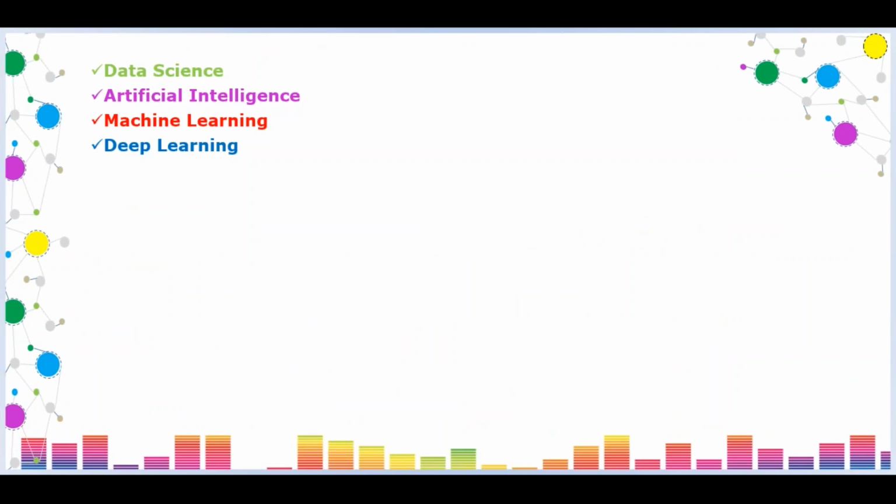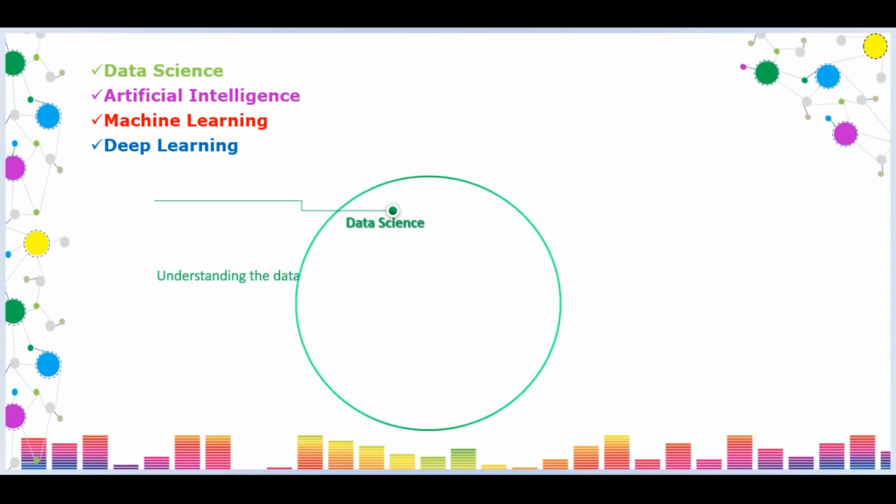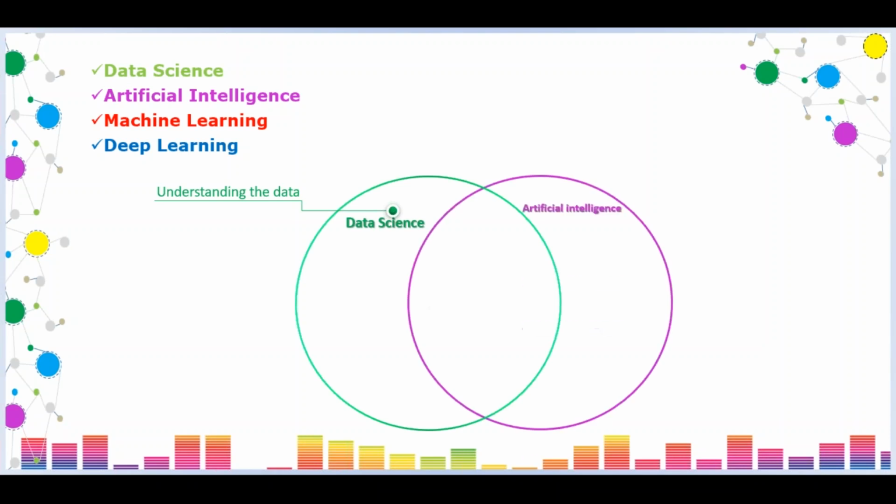Okay, you might have some doubts. What is data science? What is artificial intelligence, what is machine learning, what is deep learning? Let me go through this slide and I will show you the Excel sheet. Data science is mainly for understanding the data. Artificial intelligence mainly enables computers to think. That is the purpose of artificial intelligence.